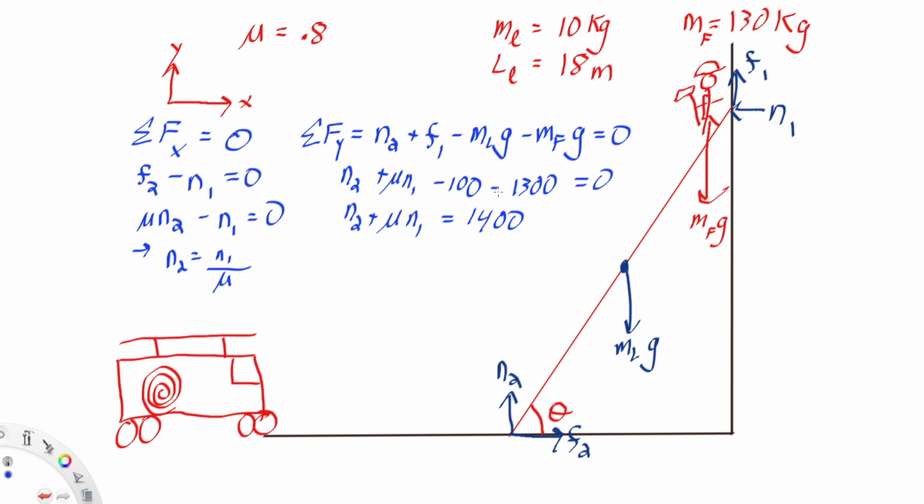How do we solve this? Can we solve this? And what can we solve for? I mean, we've got N1 and N2 as our unknowns. So can we solve for them?